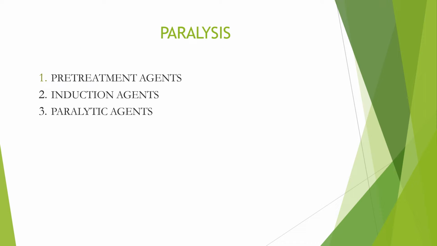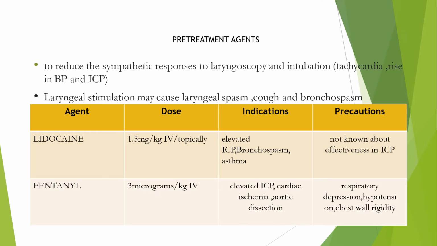Coming to paralysis, it includes pre-treatment agents, induction agents, and paralytic agents. Pre-treatment agents are used to reduce the sympathetic responses to laryngoscopy and intubation. There may be tachycardia, rise in BP and ICP during the procedure. Laryngeal stimulation may cause laryngospasm, cough, and bronchospasm.